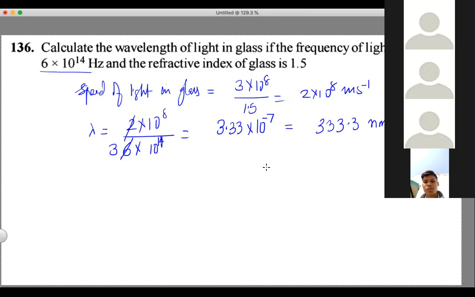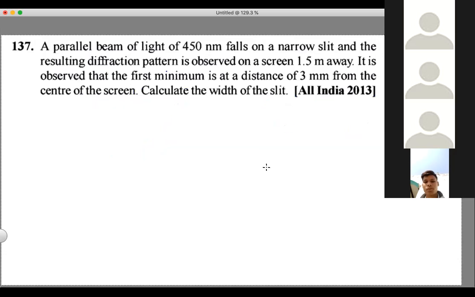Nikhil and Mansi, your videos are off. A parallel beam of light of 450 nanometer falls on a narrow slit and the resulting diffraction pattern is observed on a screen 1.5 meter away. It is observed that the first minimum is at a distance of 3 mm from the center of the screen. Calculate the width of the slit.